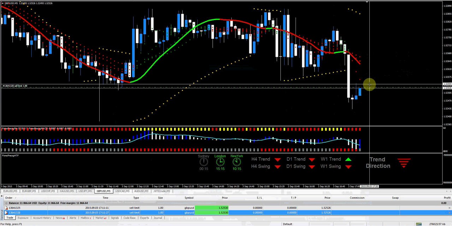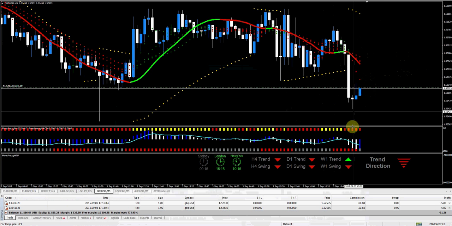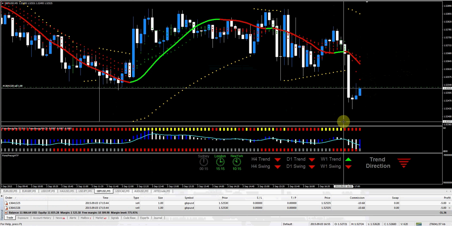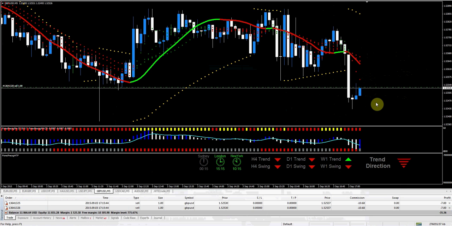Alright guys, we're very close to getting filled here. Price is at, there it is. We just got filled into the trade. So now we can go ahead and place our stop and take profits here.